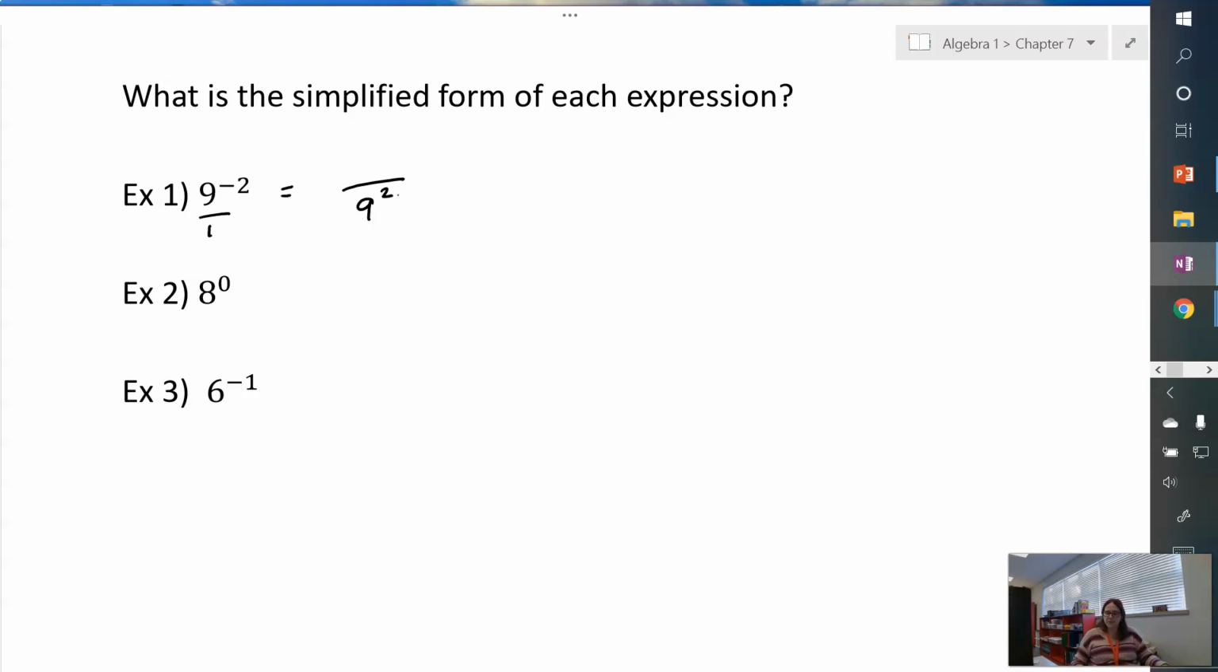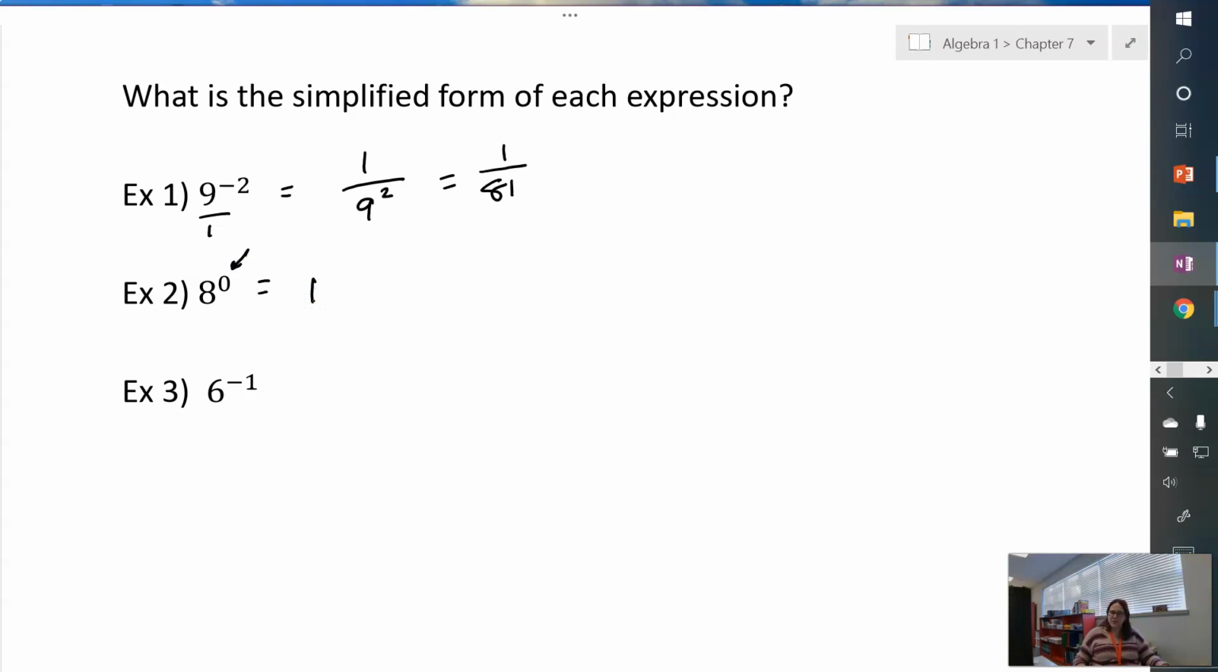So now that I've moved it downstairs, I need to put something in the upstairs. I can't just leave it blank. So you put a 1. And then you'll notice it's simplified when you don't have any negative exponents anymore and you don't have any numbers to an exponent. So I'm going to simplify this 9 squared to 81. Next one, 8 to the 0. Well, that's a 0 exponent. Anything raised to the 0 equals 1.